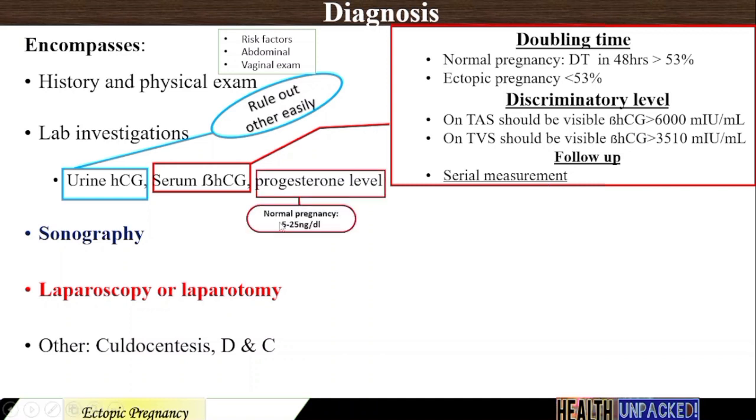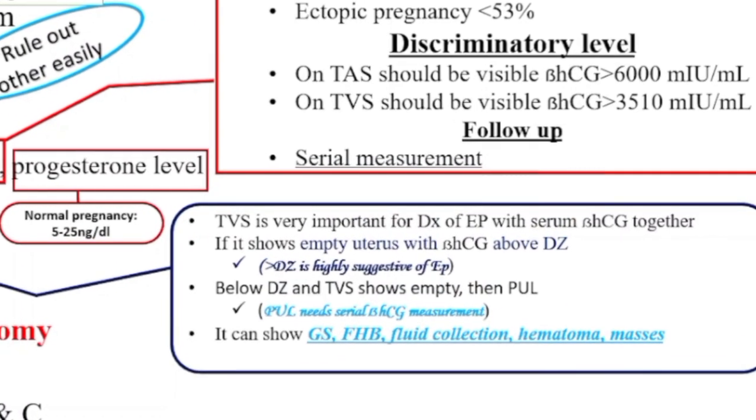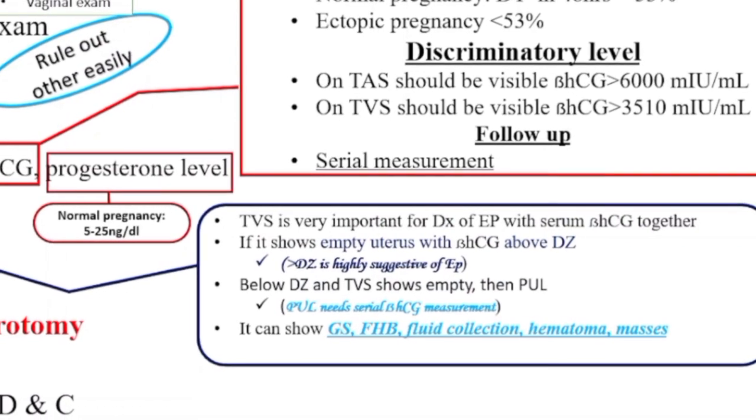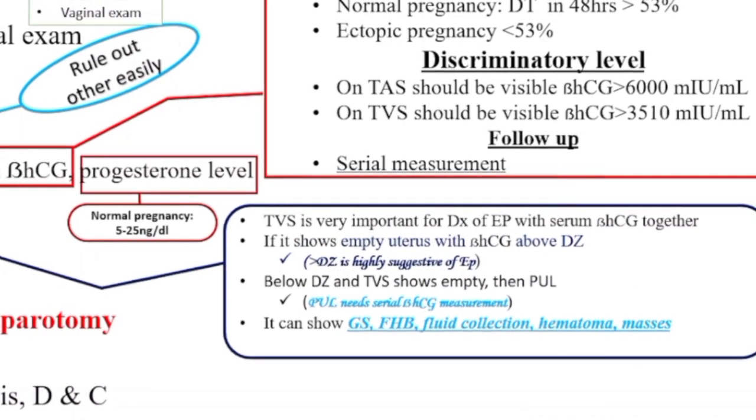So the amount of progesterone in normal pregnancy is between 5 to 25 nanograms per milliliter. So if it is outside this range, that suggests the pregnancy is not normal. Sonography, which is very important, especially transvaginal sonography, is very important in conjunction with beta HCG together.